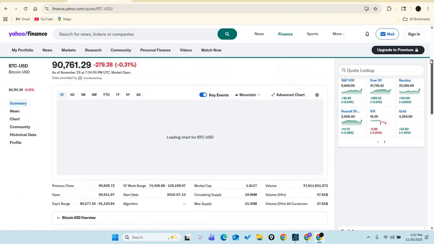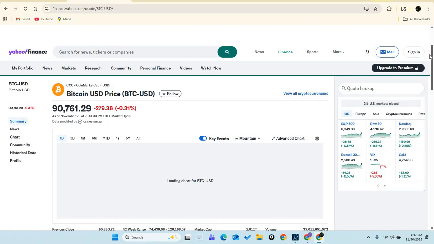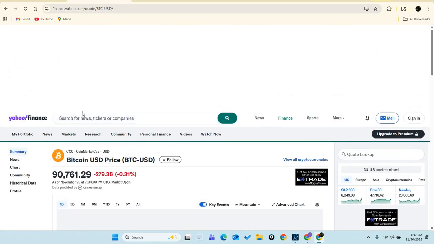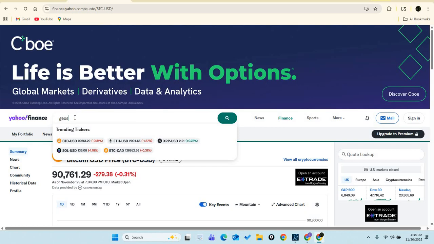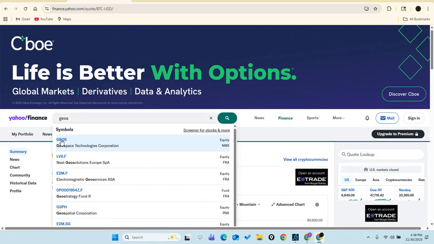Right, and now I'm here. I'm gonna upgrade this, do a little work on this computer. I don't know how I got to Bitcoin, but yeah, let's go to our stock, GEOS. Oh, yep, here we go.